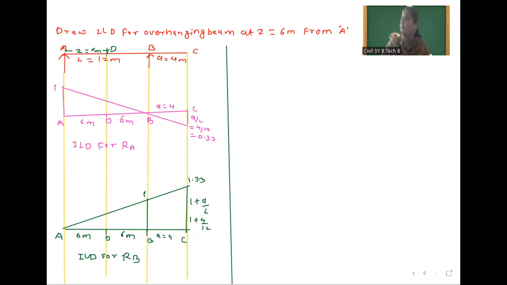Then we will draw ILD for shear force and bending moment. So first we will draw the original beam.